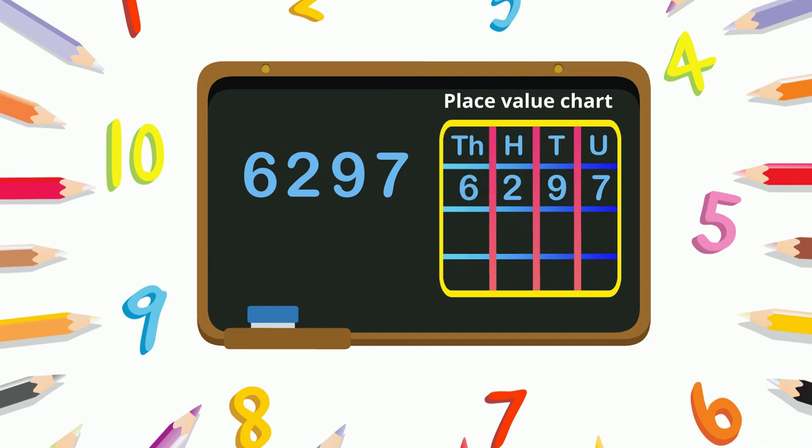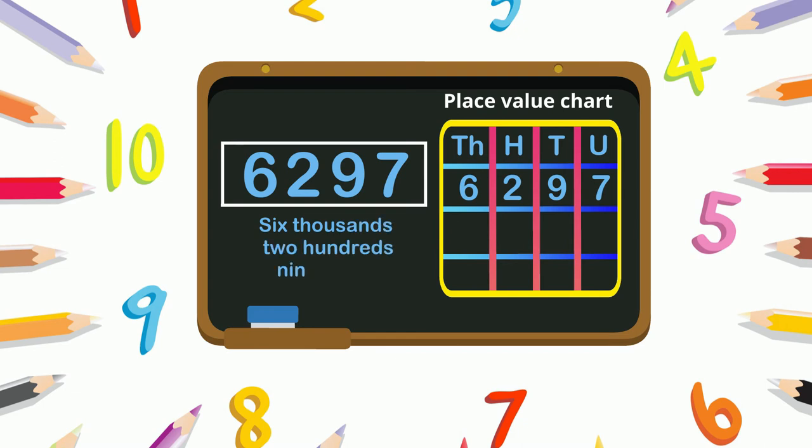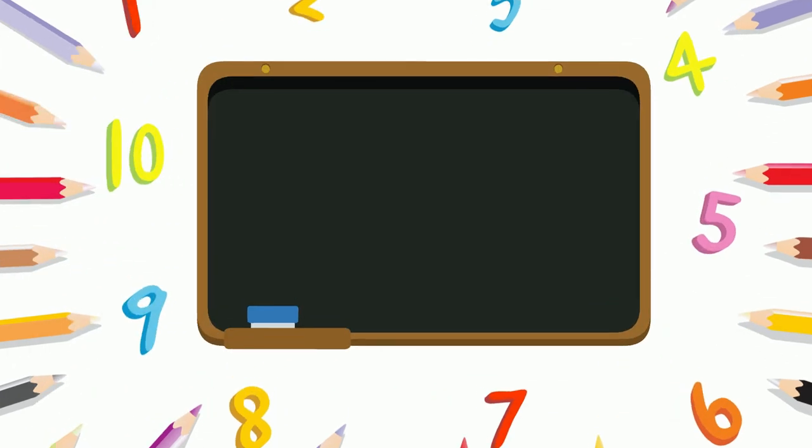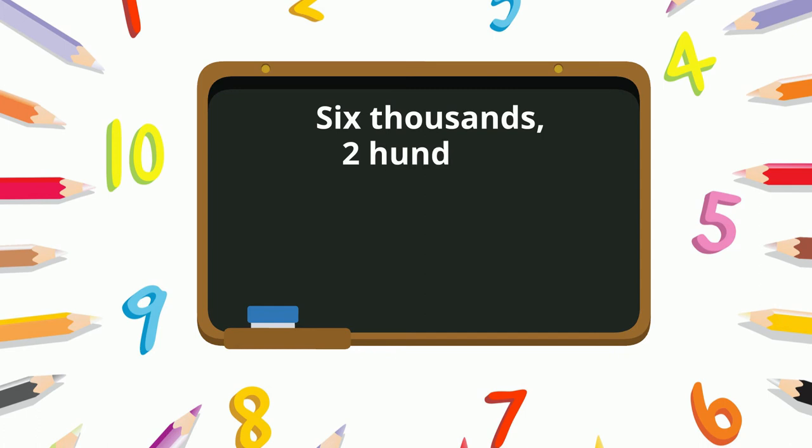So the number we get is 6,297. Therefore, there are 6,297 buttons in this picture.